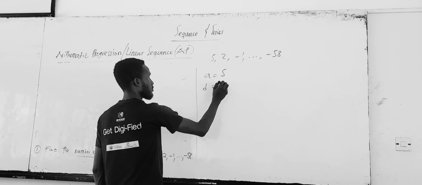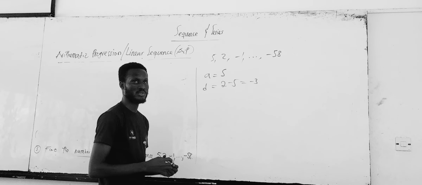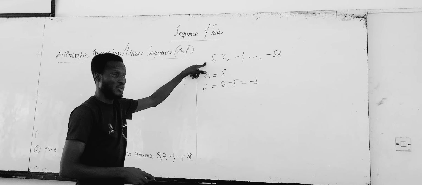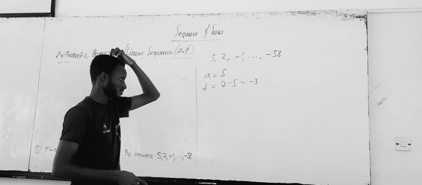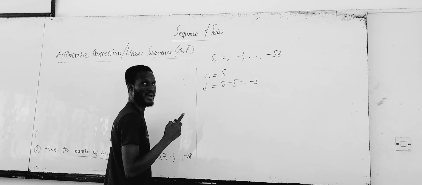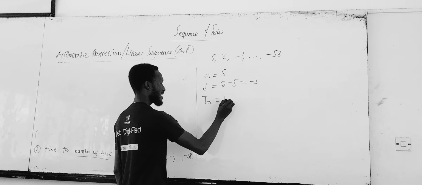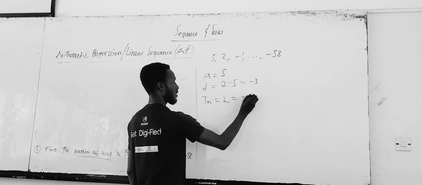Now I have the D to be what? 2 minus 5, which is negative 3, because the second term minus the first term, or this one minus this one, is negative 3. Another way. Now what is this one? This one is the last number, or the nth term. So the nth term, or the last number, is negative 58.